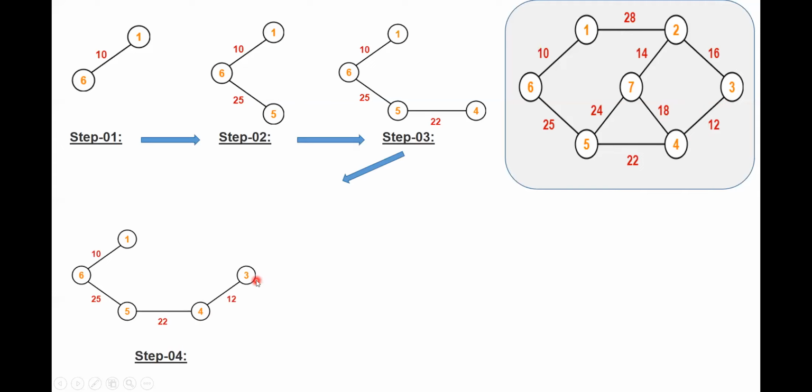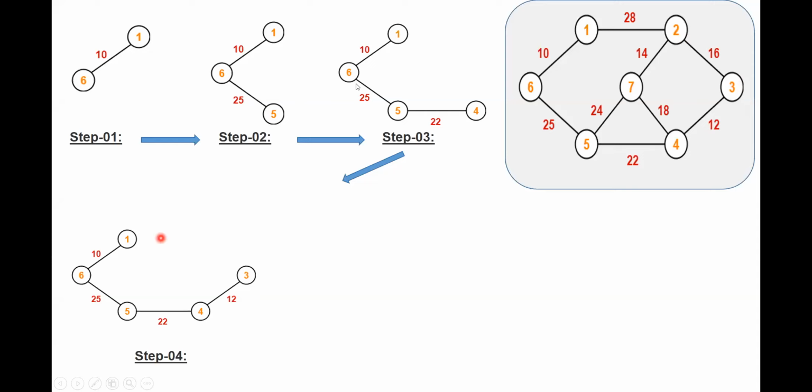Yes. Then if I get vertex 3 into our selected set, which other vertices can be reached from 3? That is 2. From 3 I can reach 2. But I am also having other options. Which are the other options?